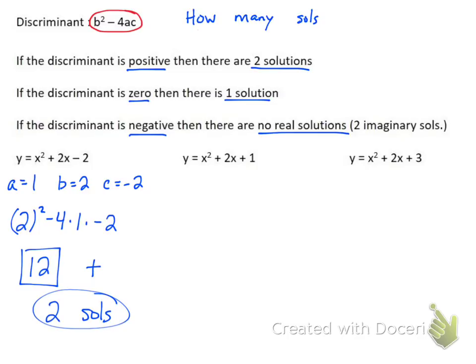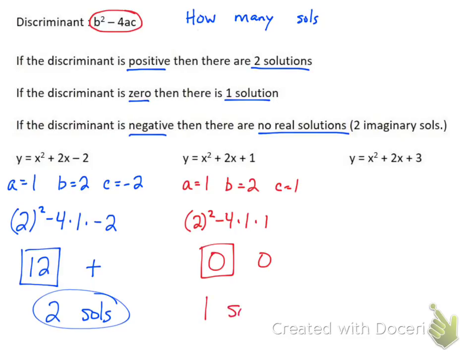With the second one, a is 1, b is 2, c is 1. And so I go 2 squared minus 4 times 1 times 1. So 2 squared minus 4 times 1 times 1 gives me 0. 0 is 0, and the one thing that we always mess up here, that means there's 1 solution. So if I have a discriminant of 0, I just have 1 solution.